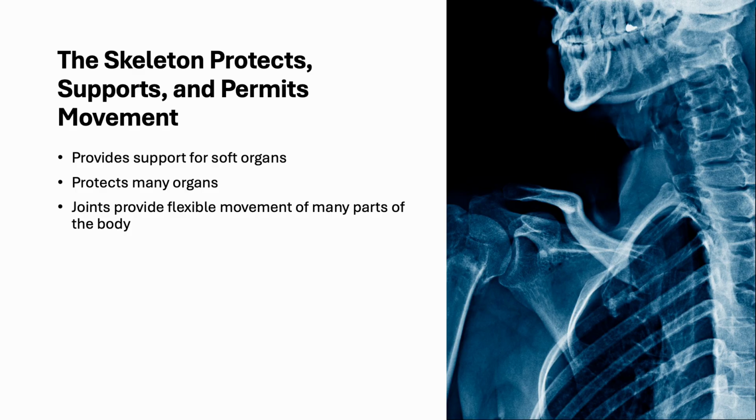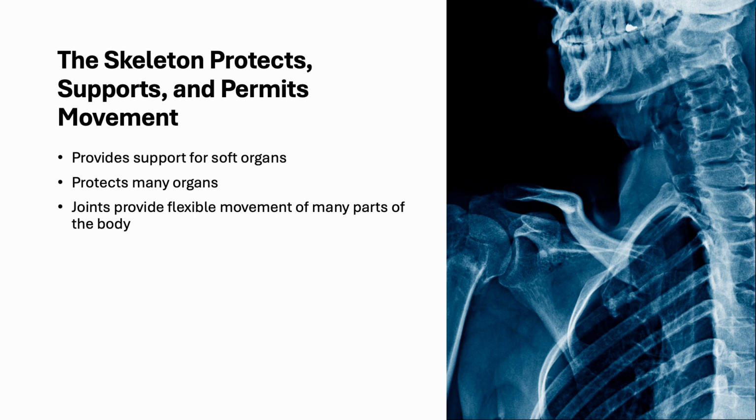The skeletal system is essential for three broad functions: protection, support, and movement. It provides structural support for soft tissues and organs, ensuring the body maintains shape and posture. Protection is another vital role, with the cranium shielding the brain, the ribcage surrounding the heart and lungs, and the vertebral column encasing the spinal cord.